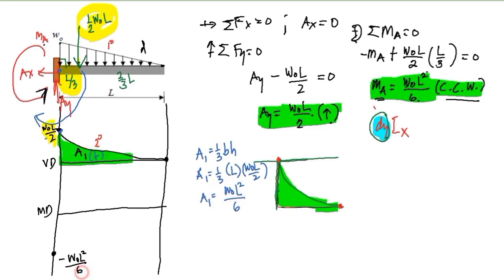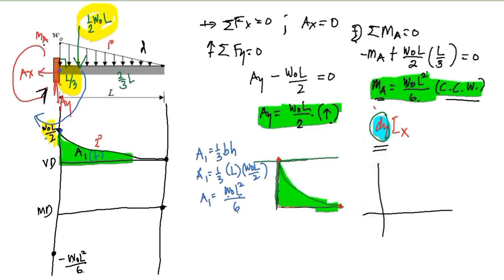So, it's negative WOL square over 6 plus WOL square over 6. That would give you 0. So, magsi-0 na tayo dito. Ngayon, titingnan natin. Yung ating shear diagram dito ay may magnitude na WOL over 2. Pagdating natin dito sa point B natin ay 0 na siya. So, meaning decreasing pa rin siya. No? Decreasing. Okay. Pero ito yung scenario natin.